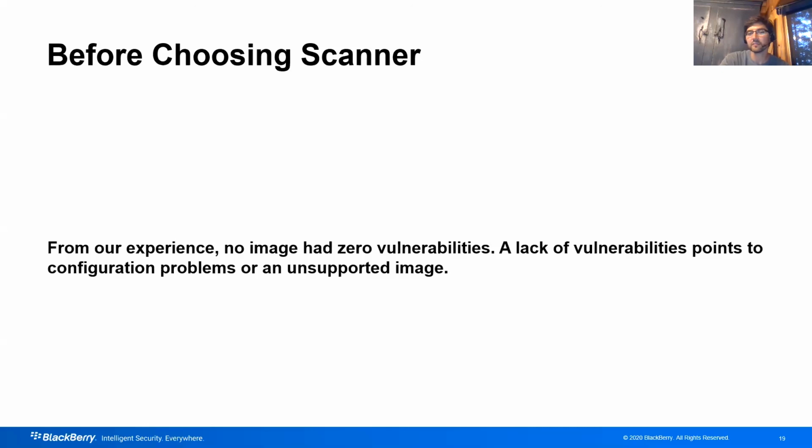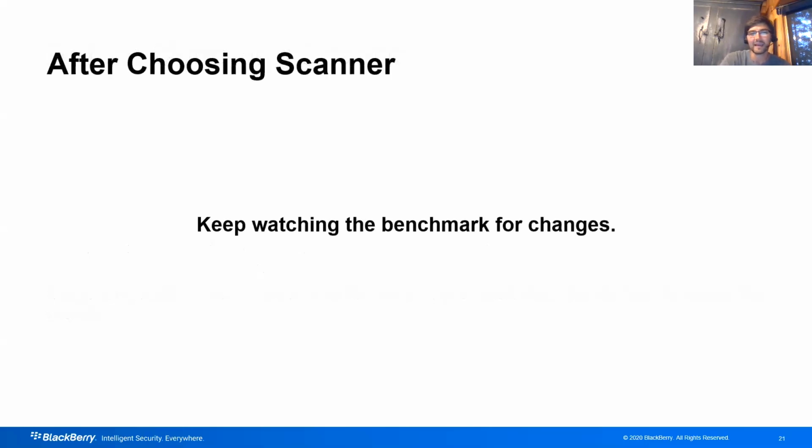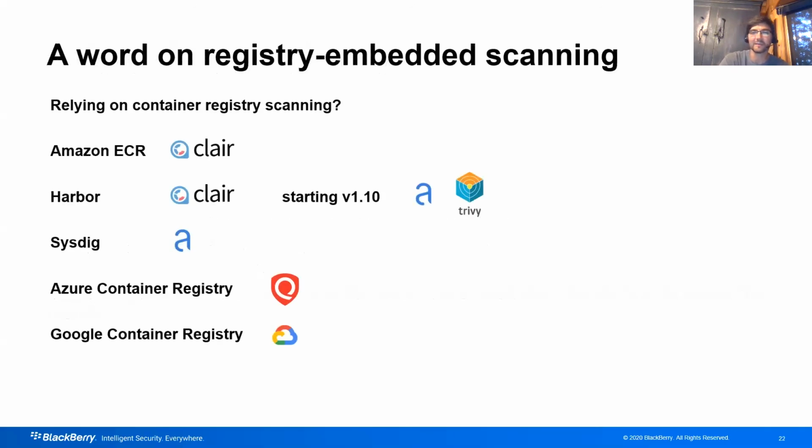A couple more practical recommendations from our experience. No image had 0 vulnerabilities. A lack of vulnerabilities points to configuration problems or an unsupported image, like with the Fedora example. Combining multiple scanners in a CI/CD pipeline is a good idea. But first you need to decide how to merge those results, union or intersection. And intersection is probably not a good idea. And finally, keep watching the benchmark for changes, because it will change as new vulnerabilities come up.